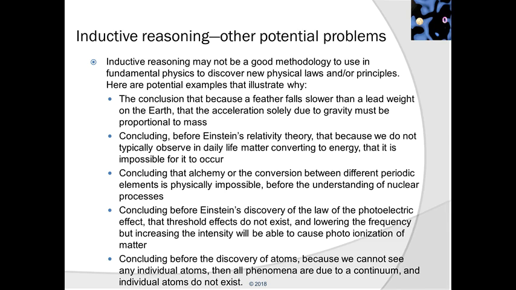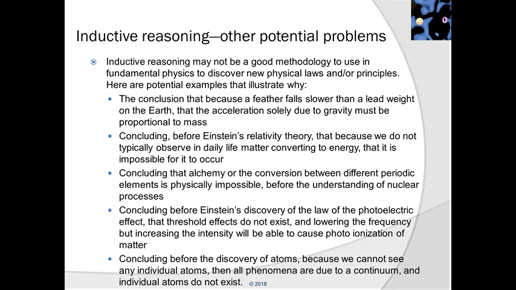Here are potential examples that illustrate why. The conclusion that because a feather falls slower than a lead weight on the earth, the acceleration solely due to gravity must be proportional to mass. Concluding, before Einstein's relativity theory, that because we do not typically observe in daily life matter converting to energy, it is impossible for it to occur.